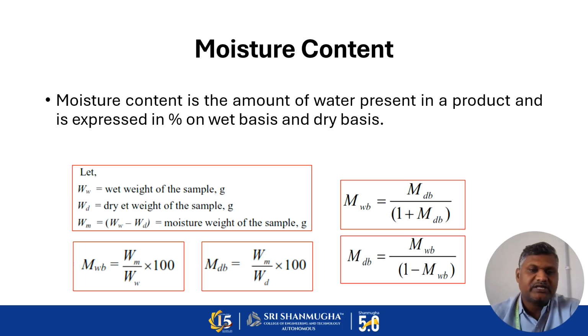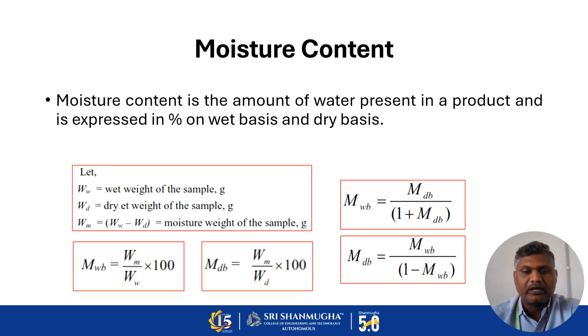For example, let us consider that WW is the wet weight of the sample, the initial weight, and WD is the dry weight of the sample. Both are measured in grams. So the weight of moisture removed from the sample is WW minus WD, that is, initial weight minus final weight. With this, we have the wet basis formula: the weight of moisture divided by wet weight, multiplied by 100. The moisture content in dry basis is the weight of moisture divided by dry weight, multiplied by 100. So this is the formula to measure the moisture content in grains.